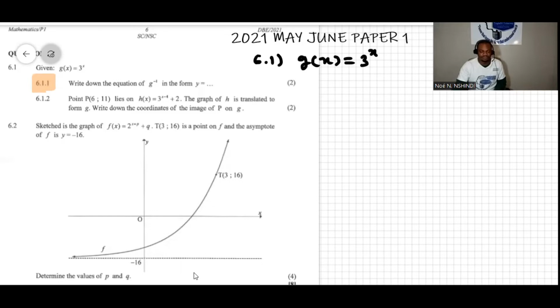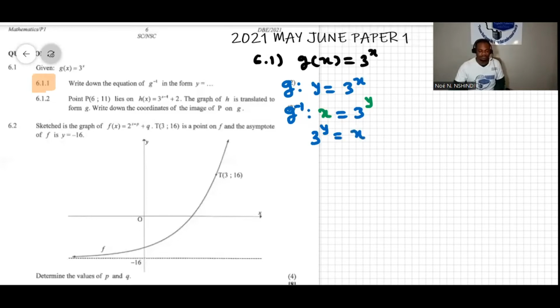So g of x is y equal to 3 to the power of x. Now, to find g inverse, we switch the variable x with the variable y, okay? So instead of writing y, I'm going to write x, and then x equal to 3 to the power of y. I'm going to make y the subject of the formula. So 3 to the power of y equal x.